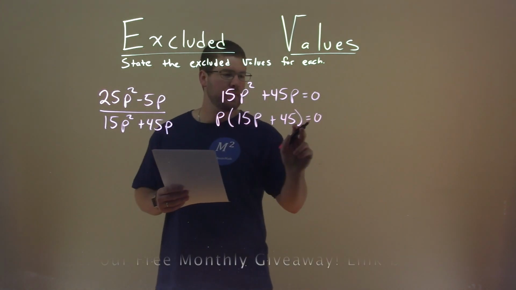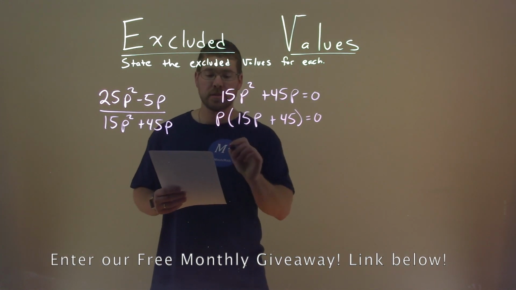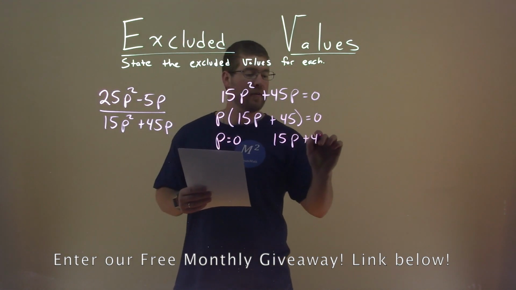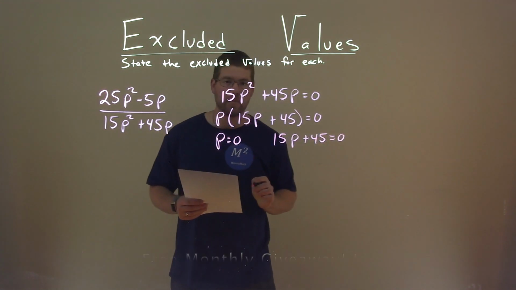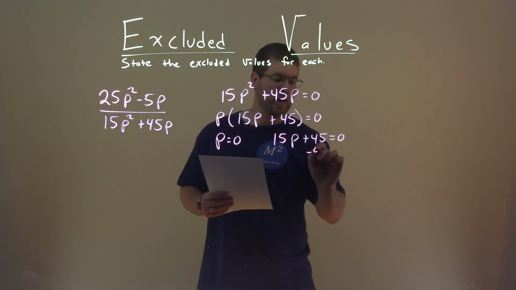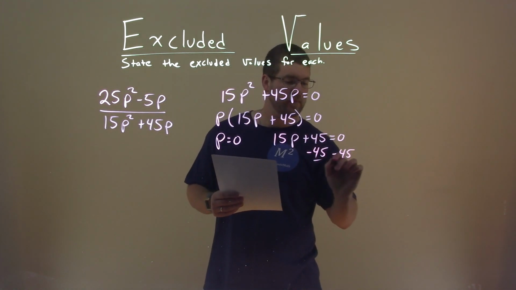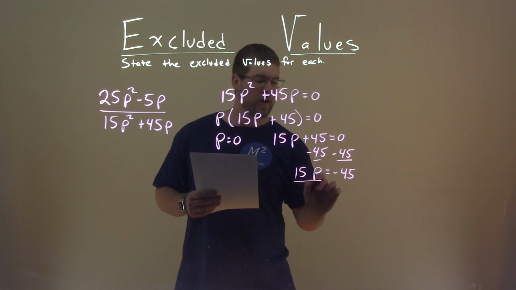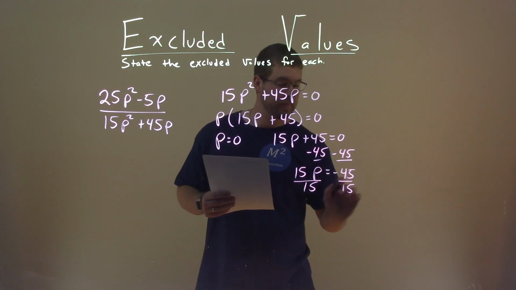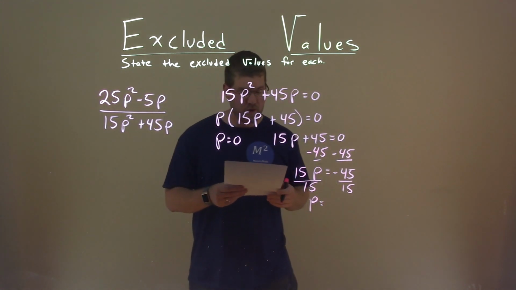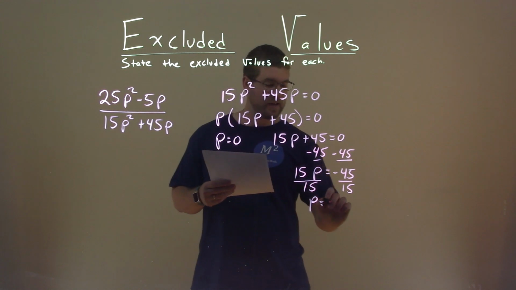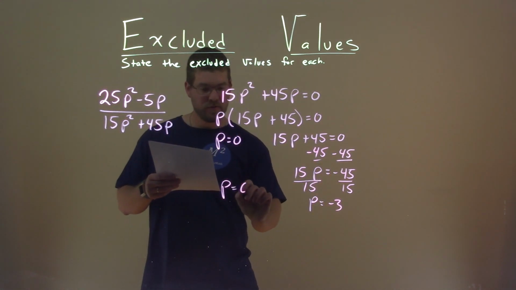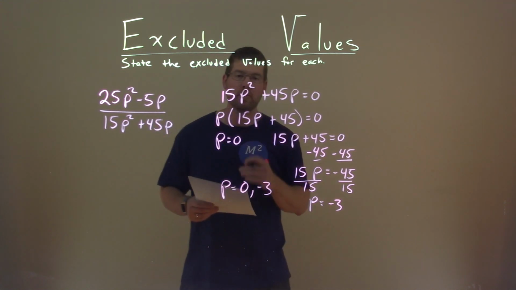Now we have multiplication, so we can set both of these equal to 0. p equals 0, not too bad. 15p plus 45 equals 0. Solving for p here, subtract 45 from both sides. 15p equals negative 45. Divide both sides by 15. And p equals negative 45 divided by 15, which is negative 3. And so our two excluded values are 0 and negative 3, and that's our final answer.